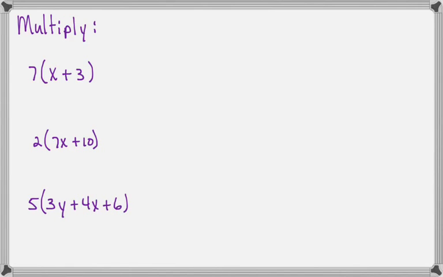So let's just practice a few of these. Multiply, first off, 7 times x plus 3. So we will do 7 times x, that's 7x, and then we'll do 7 times 3, and so that's going to make plus 21. Alright, now on the second one, we got to do 2 times both things in the parentheses. So 2 times 7x, it's going to be 14x, and then for our second term, plus 2 times 10 is going to be 20.